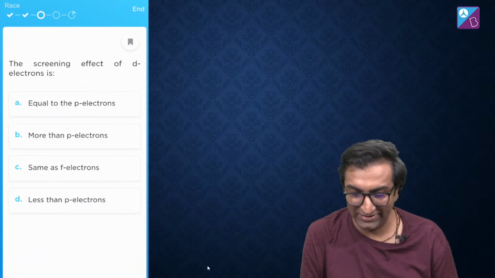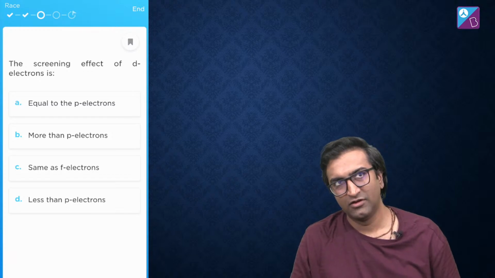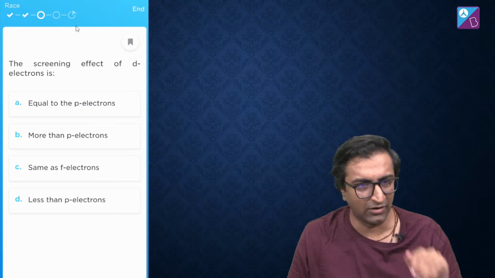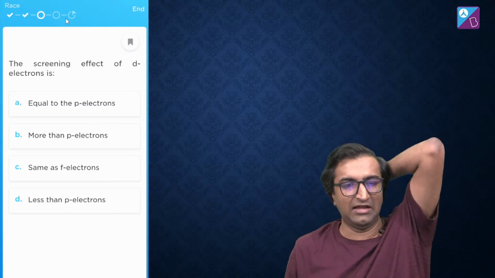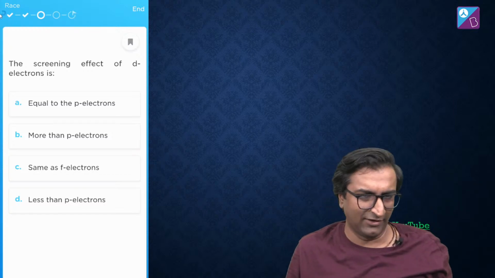The screening effect of d electrons is due to what? It's screening effect of d electrons. Well, isn't it poor shielding of d electrons? What do you mean by screening effect? What does the question read? Due to: equal to, more than p electrons, same as f electrons, less than p electrons. Obviously, it's less than p electrons.